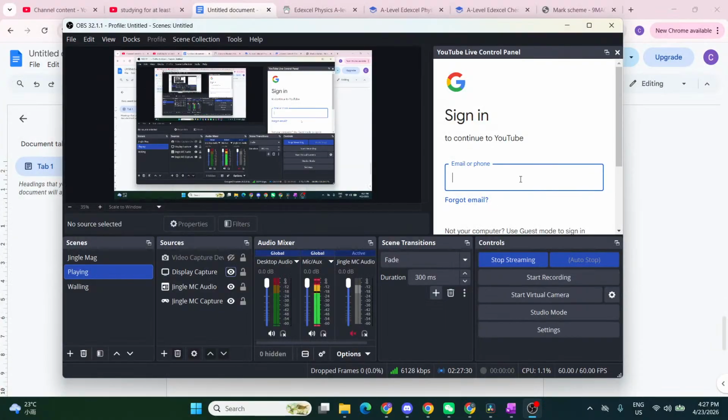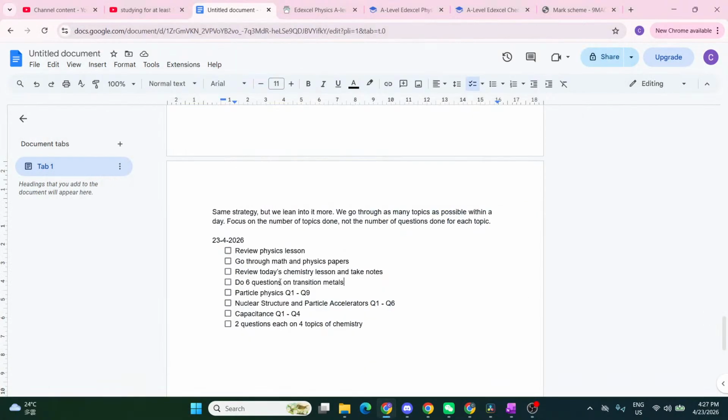All right, I'm back, and we're going to follow this to-do list. I'm going to finish everything by the end of the day. I don't think I'm going to have time to finish the physics and math paper, but we can do the corrections and then review today's chemistry lesson, do 6 questions on transition metals, and then do more physics questions. And then I also have 2 questions each of topics of chemistry, so I gotta be really efficient today to be able to finish all of this.